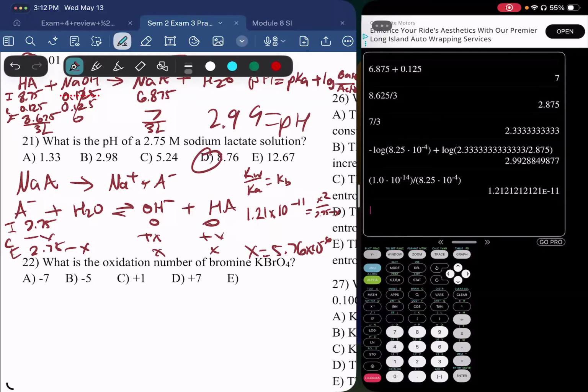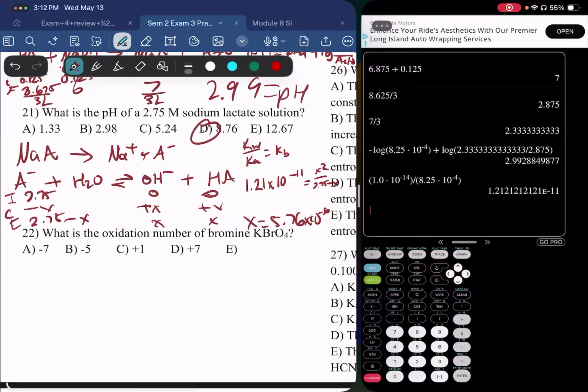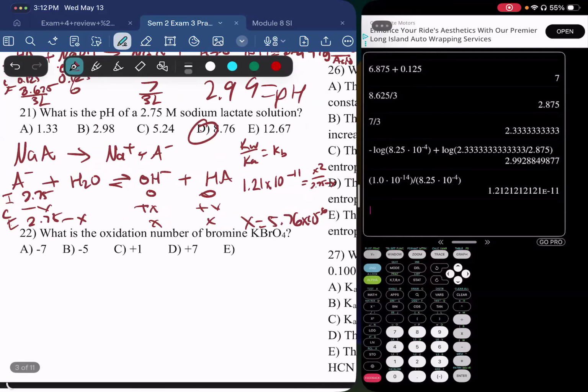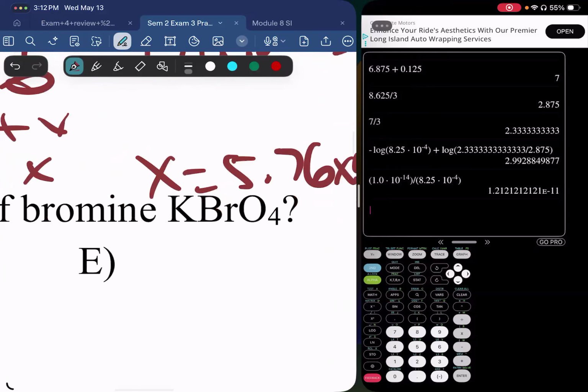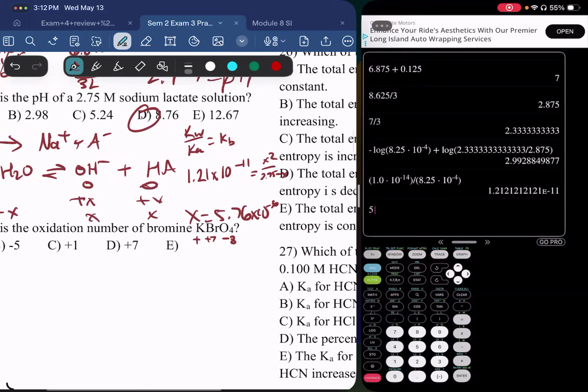Okay. Are there any questions regarding 21? All right. So 22, this is now a simple question, right? We got bromine. Oxygen is the negative 8 charge in total, potassium is the +1. So bromine has to be +7. So the answer is D.